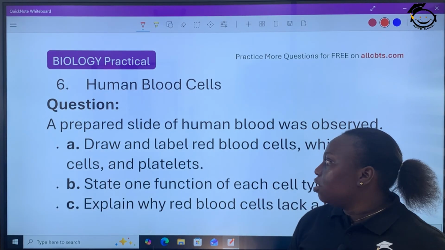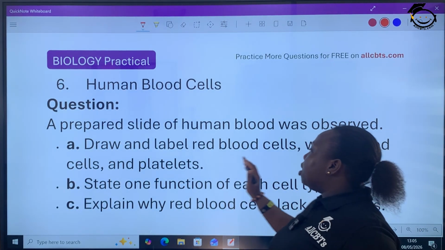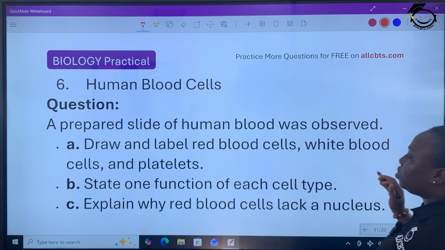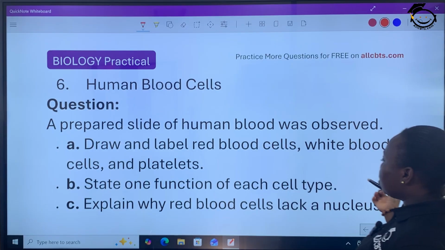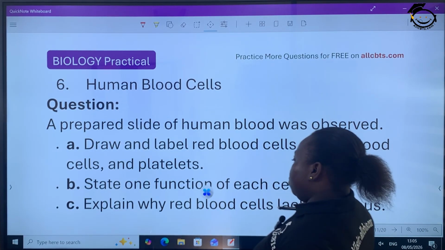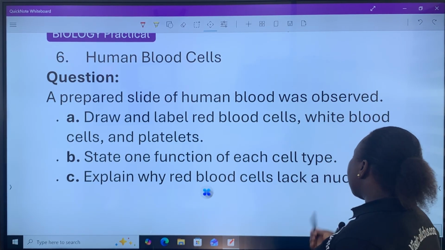in your question. And they tell you to, number 1, draw and label red blood cells, white blood cells, and platelets. State one function of each cell type. Explain why red blood cells lack nucleus.